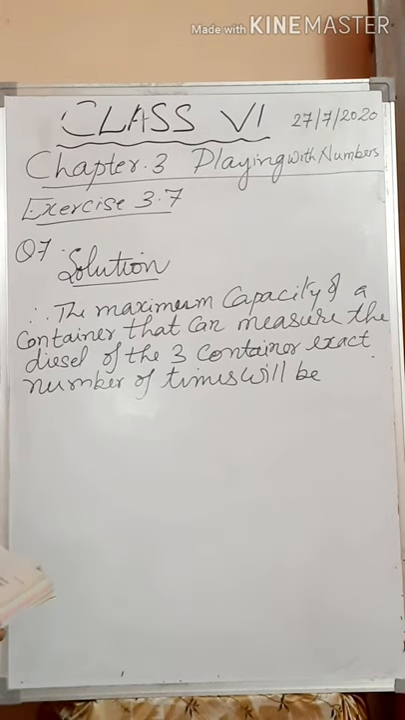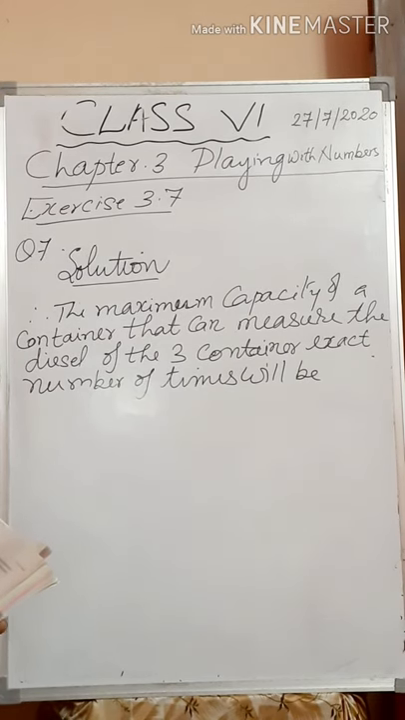Children, question number 7, go through the question. 3 tankers contain 403 liters, 434 liters and 465 liters of diesel respectively. Find the maximum capacity of the container that can measure the diesel of the 3 containers exactly. 3 different containers have diesel: the first container has 403 liters, the second 434 liters, and the third 465 liters. We have to use some smallest container to measure these diesels exactly.